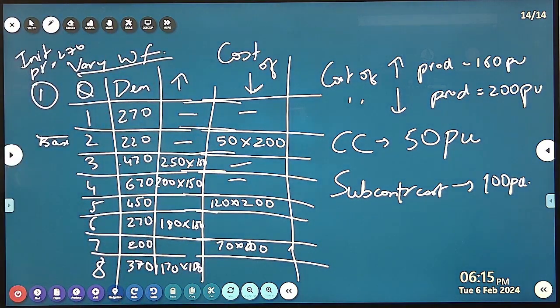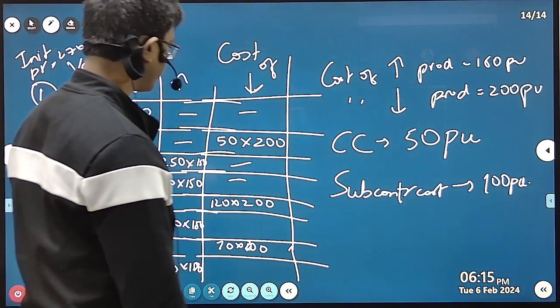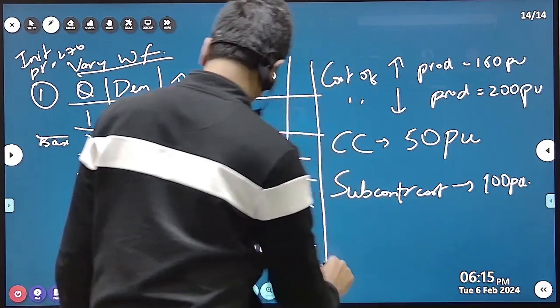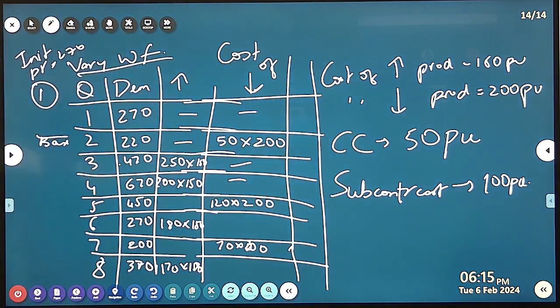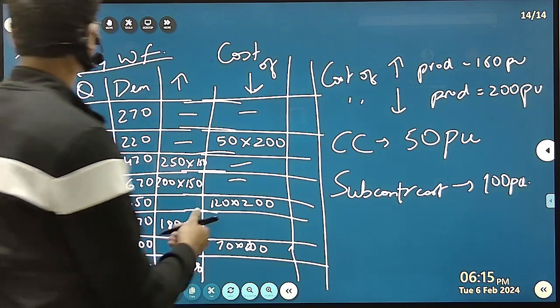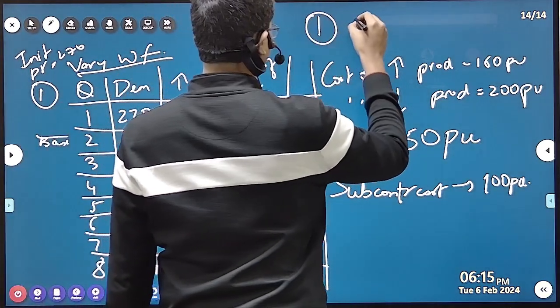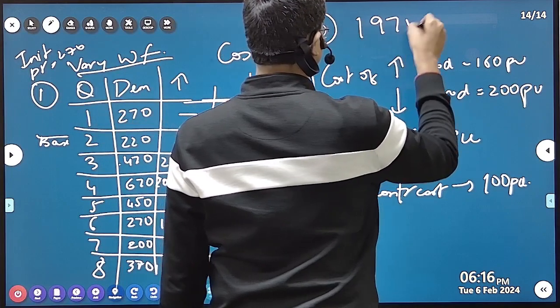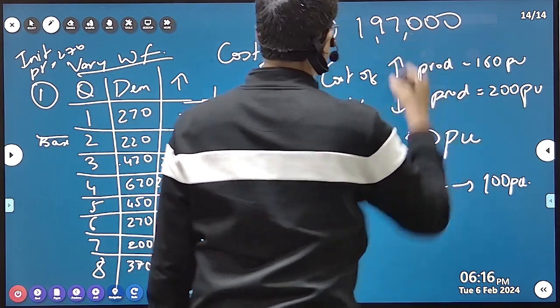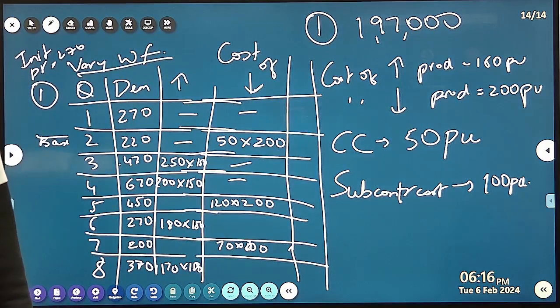Okay. So this is our cost if we follow our first strategy of varying workforce. Okay, so if we multiply this, we will get a total of 1,97,000. Okay, so as part of our first strategy, the total cost is 1,97,000 for varying the workforce. Okay, so this is our pure strategy number 1.